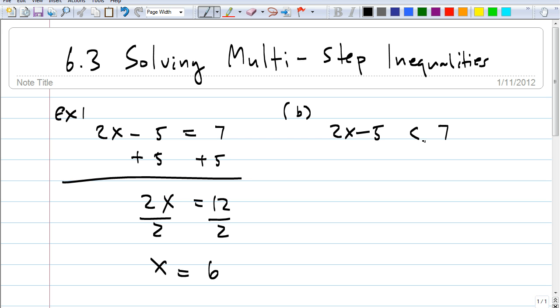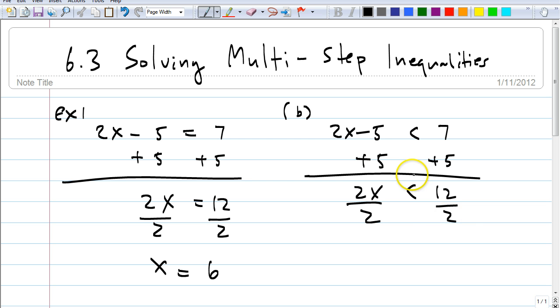add 5. Since you're subtracting 5, you have to do the opposite. So you have to add 5 to both sides of this inequality. When I do this, I get again 2x less than 12, just like before. Then all we have to do is divide both sides by 2, just as before. Now this time, I get x is less than 6.